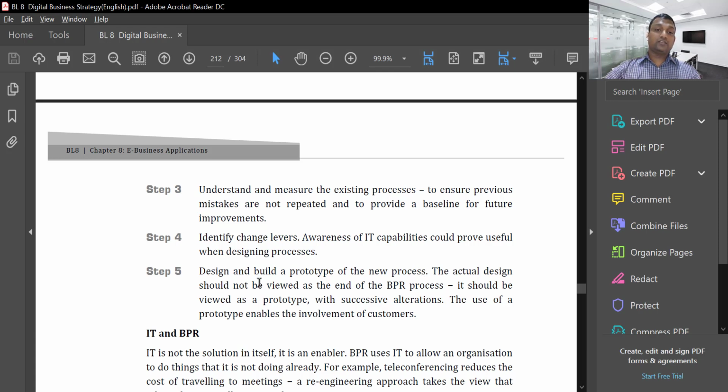So the actual design should not be viewed as the end of the BPR process. It should be viewed as a prototype. So always when doing business process reengineering, when a process is re-engineered, the new process which was built should be viewed as a prototype, not as the final thing, because this is a continuously improving workflow.